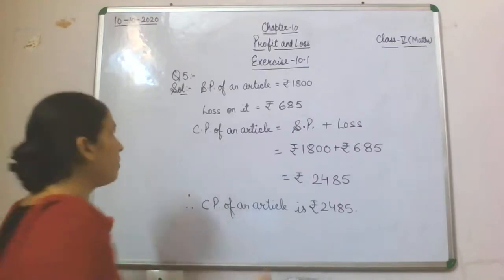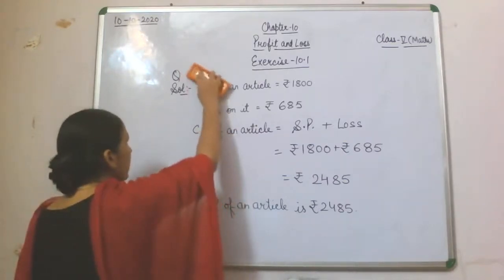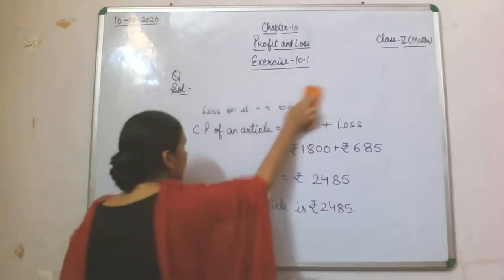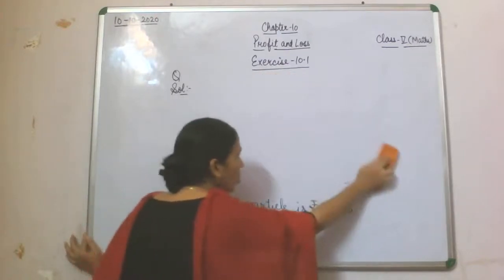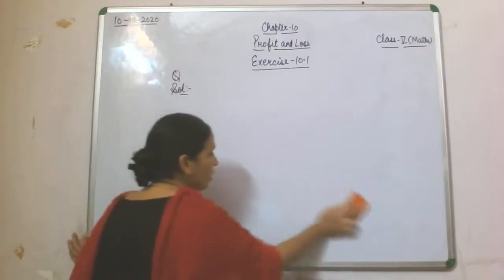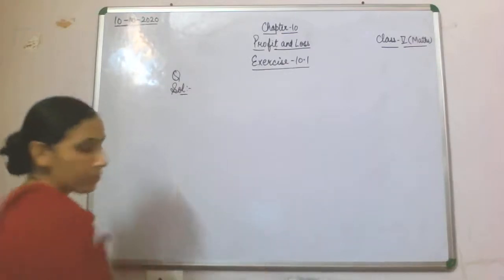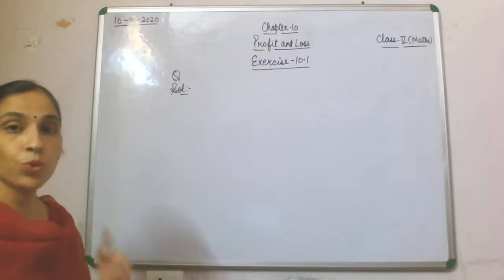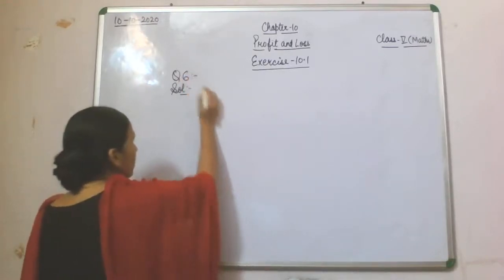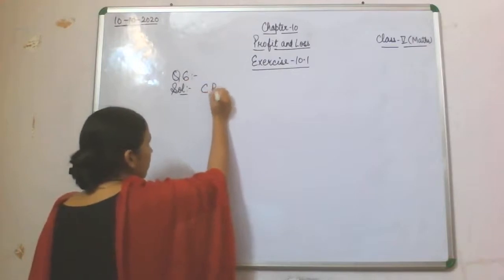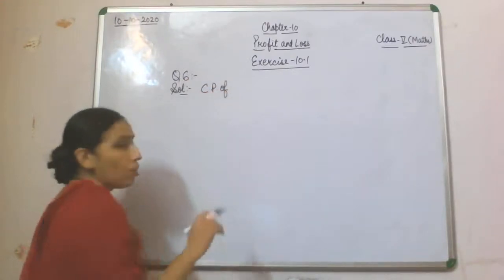So first of all, we will find out the cost price of 42 kgs of mangoes and then the selling price of 42 kg mangoes. We'll find these two things, and then we will do a comparison whether we have got a profit or a loss.